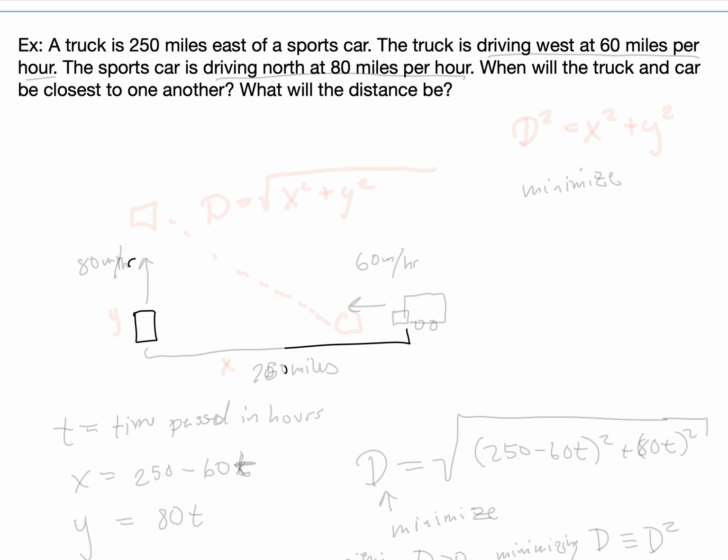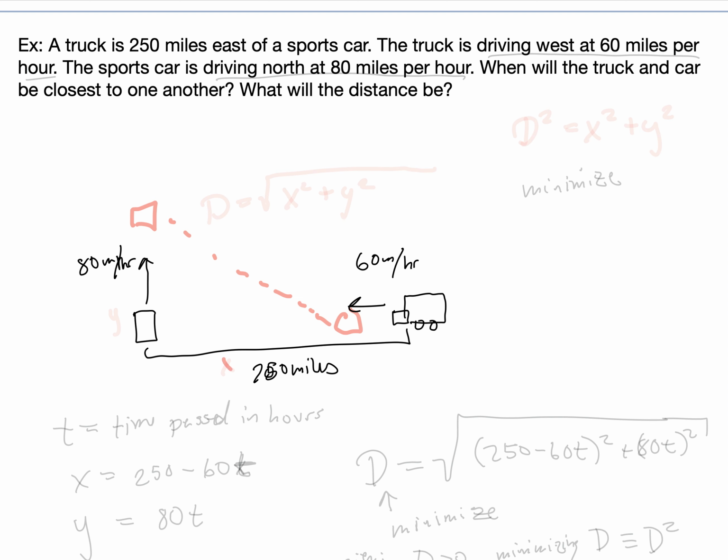Okay, so we've got a sports car and a truck. Here's my car, and the truck is west of the sports car, so it's over here. There's this distance of 250 miles between them currently. Now the truck is driving west at 60 miles per hour, and the sports car is driving north at 80 miles per hour. So as this car and truck move forward, what's the distance between them?